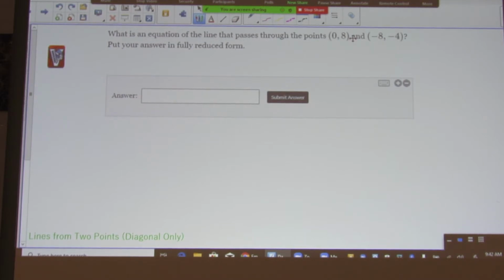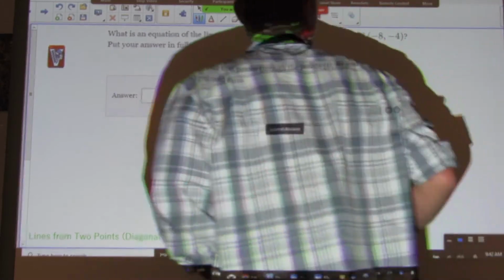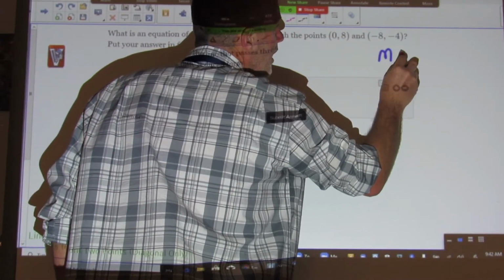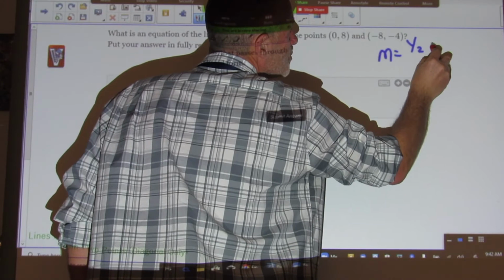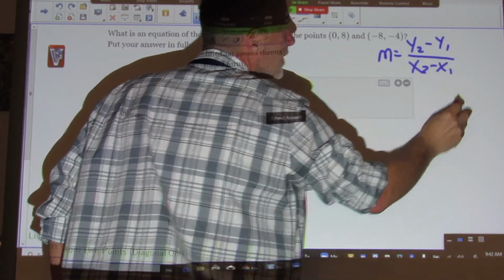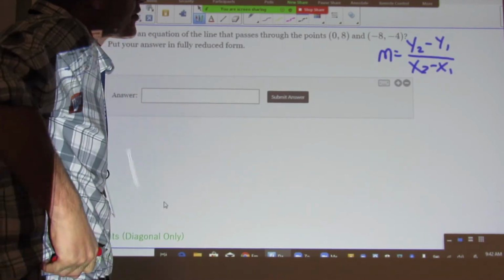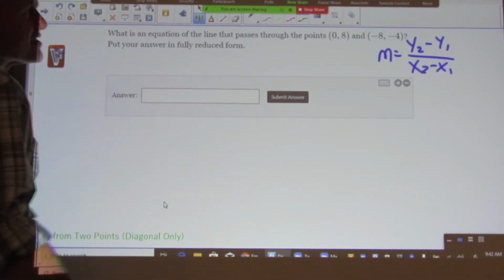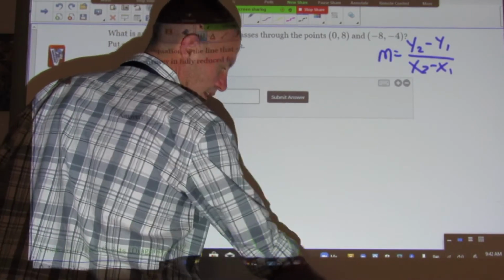Obviously I don't know if that's going to happen here, so we'll find the slope using our slope formula, which is y minus y over x minus x. I'll write that formula down, you should too. It's actually called y2 minus y1 over x2 minus x1. All those little subscript numbers, no big deal, they just help you decide which ones to put where.